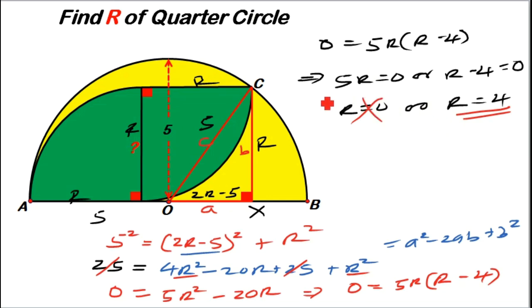Ladies and gentlemen, the radius of the quarter circle is 4 units. That is the simplest method to determine the radius of the quarter circle.